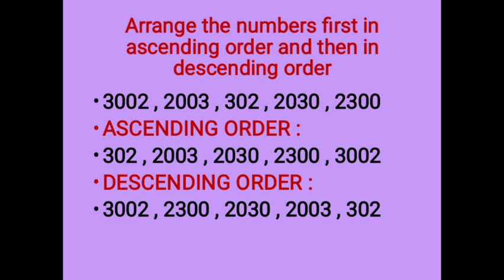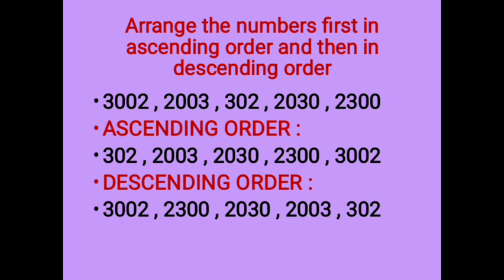So the smallest number out of these is 302. Then we have 2003. Then 2030. You have to check the place values and the digits that are placed under it, and then you will be able to do this sum, because then we have 2300 and last 3002, that is the highest number.